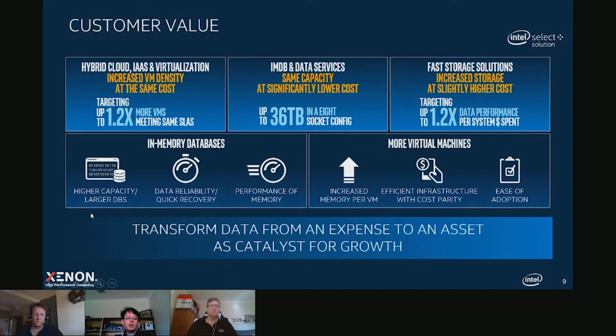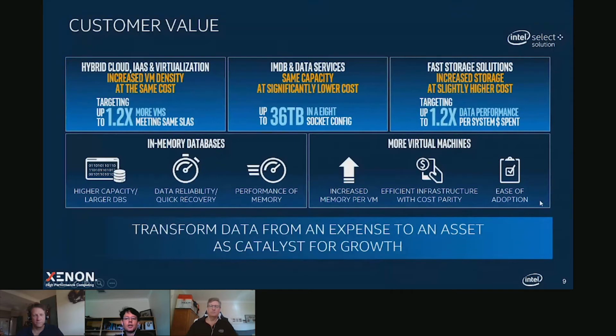So that really means for in-memory databases, we can provide much higher capacity, we can run larger databases, reliability goes up, and recovery becomes a lot faster, and we essentially get the performance of memory without having to pay the cost of memory. For virtual machine hosts, that means we can now increase the memory per virtual machine using Intel Optane persistent memory modules without having to pay the price of DRAM. That increases the efficiency of the infrastructure while keeping cost at bay, and therefore makes the adoption a lot easier.